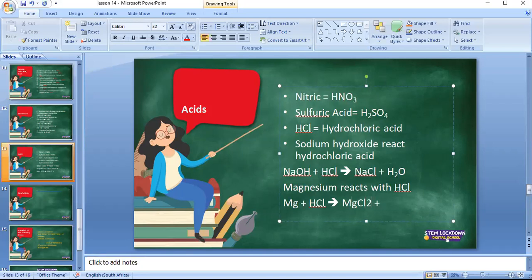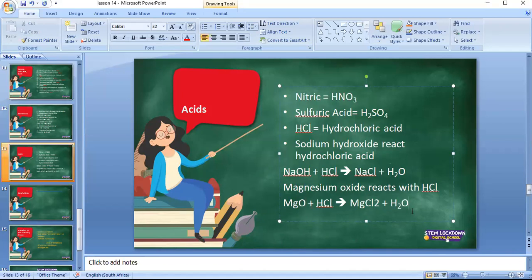Plus H2O. It's not H, it's H2O. It's a metal oxide. Oh, I'm sorry. It's magnesium oxide, guys. So the magnesium oxide is reacting with hydrochloric acid.